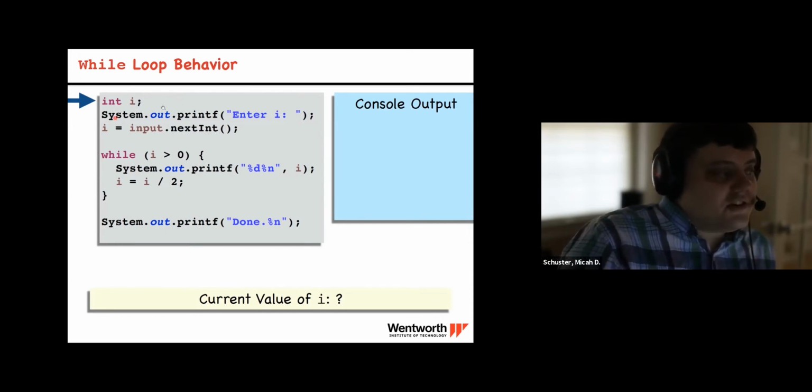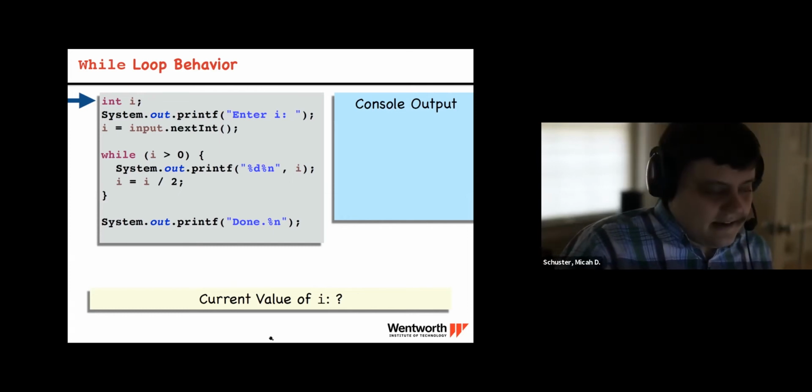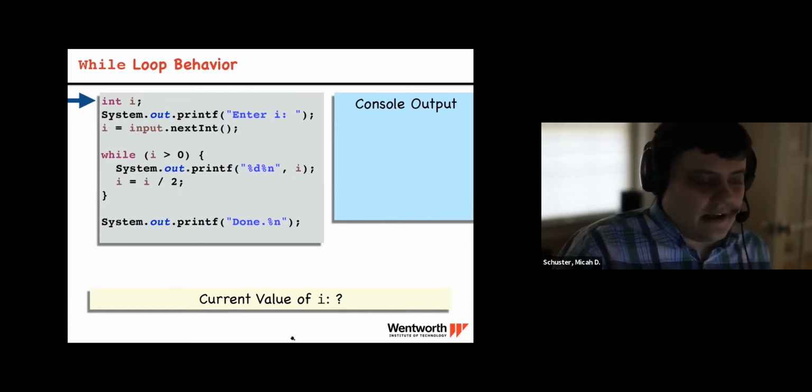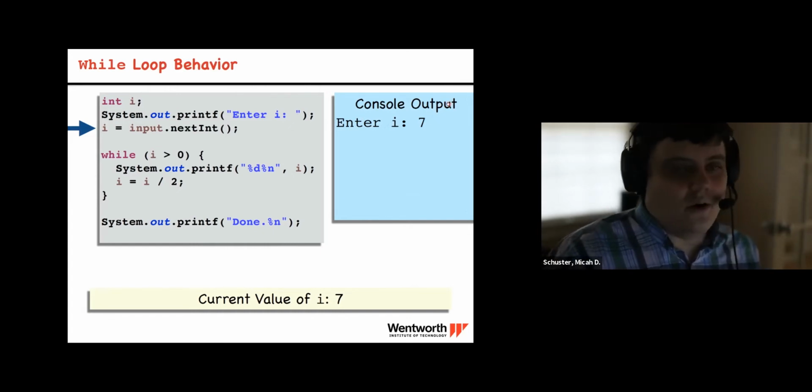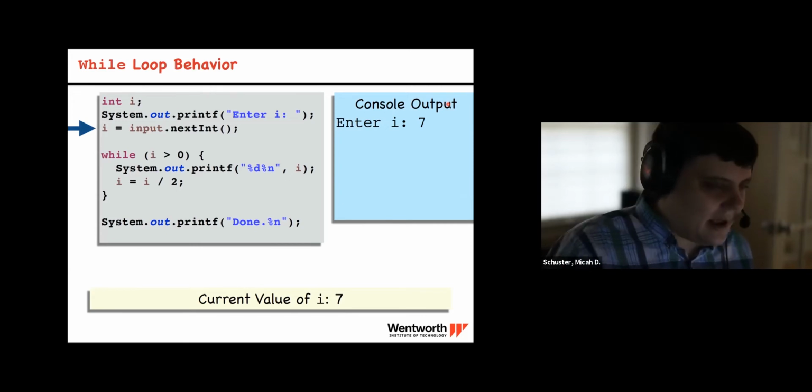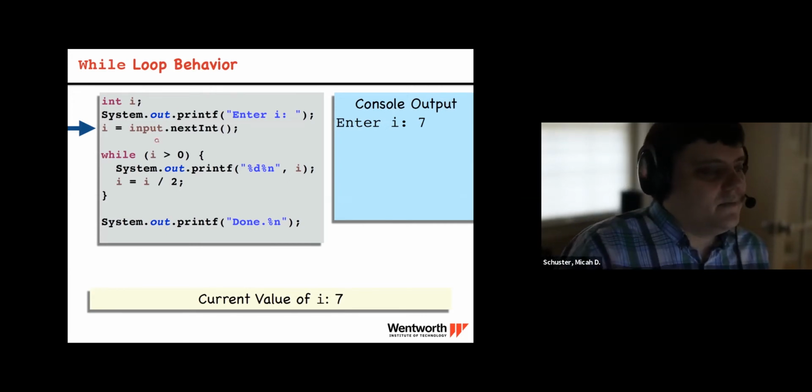So I'm just going to start here at the top. We've got an integer I. It's not assigned to anything yet. So down here at the bottom, I just say current value of I is just a question mark. I'm going to do a print. So the console output is over here in the blue panel. So I'll say enter I, and let's say the user enters 7. So this is just like what you would see on one of the homework assignment PDFs or something. Enter I, type in a 7, and I press enter. So then we go into the loop.